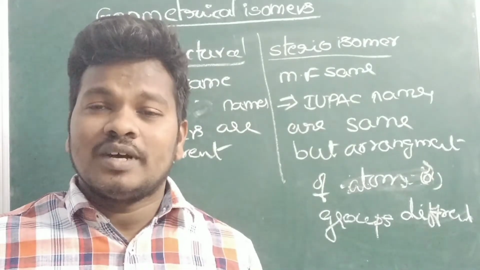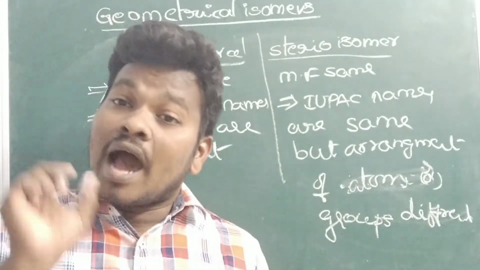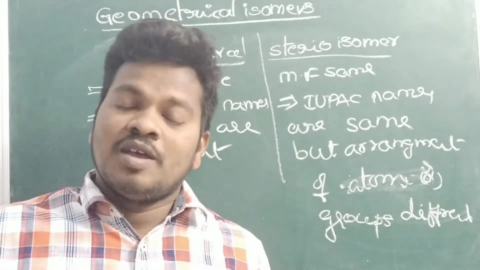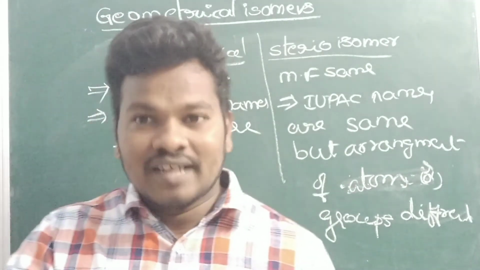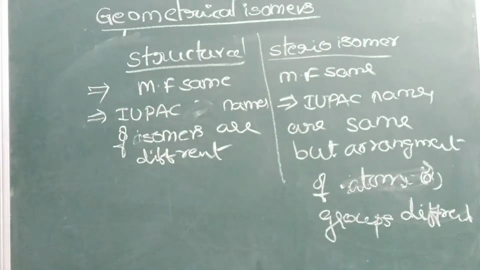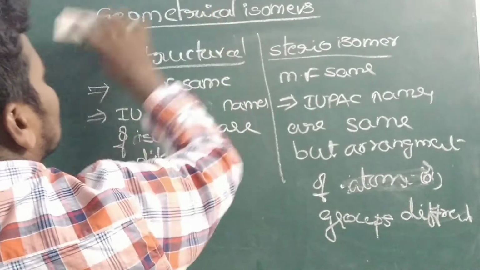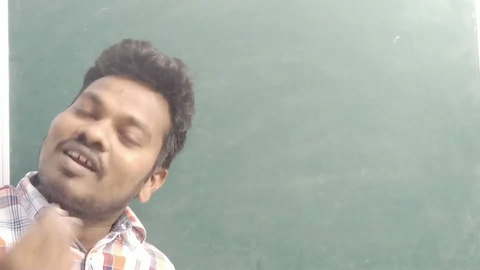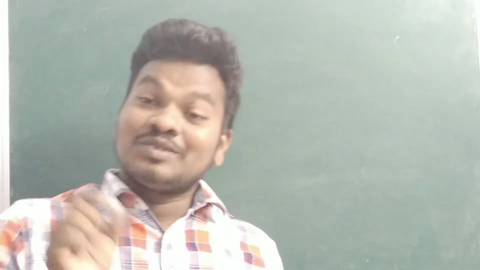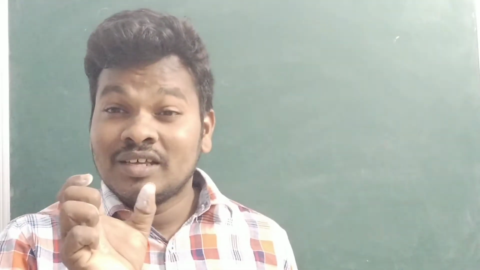So in stereoisomers, the IUPAC names are the same, but the arrangement of the atoms or groups is different. Let us see some examples. First of all we are discussing geometrical isomerism. This means they are geometrically different, and those are called geometrical isomers. So definitely there should be some rules. Geometrical isomers are isomers exhibiting a difference in geometry.